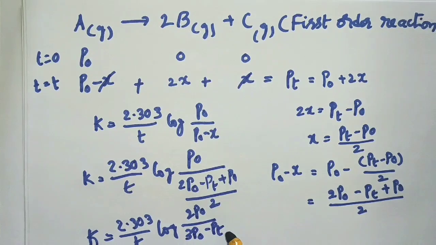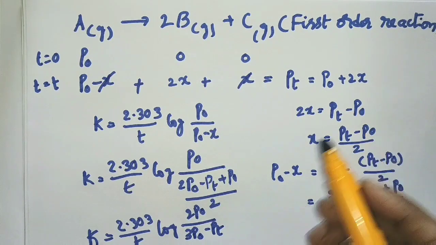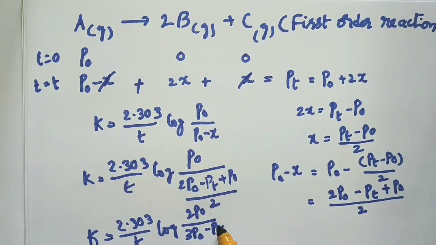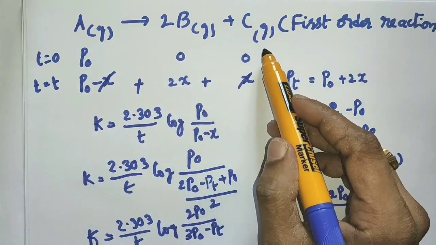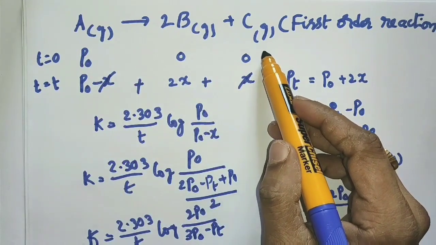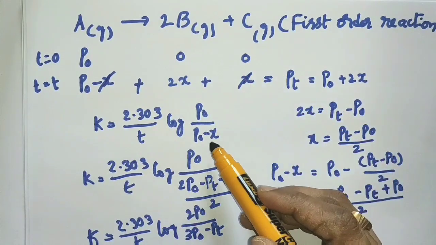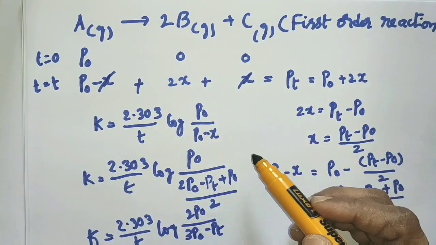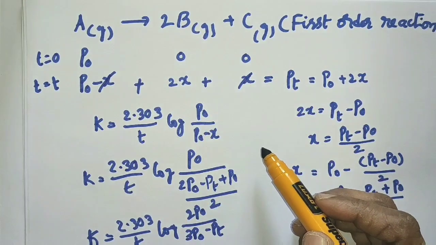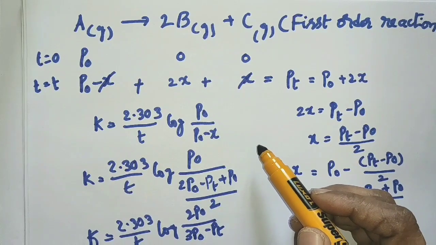Like this, we can derive the integrated rate equation for first order reactions in gaseous phase in terms of pressures, but this equation is not the same for all the reactions. It depends on the stoichiometry of the reaction. So for each and every reaction, we need to derive in the same way. So the remaining part of the lesson we will discuss in the next video. Thank you.